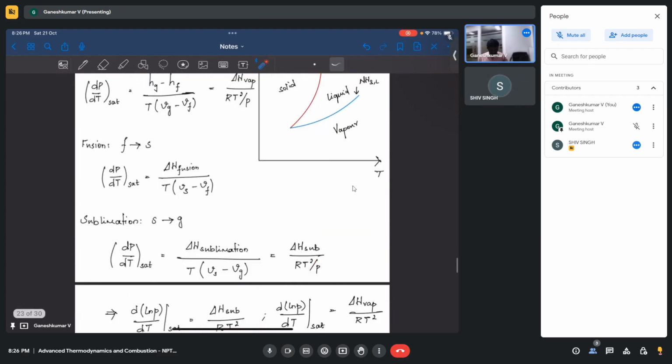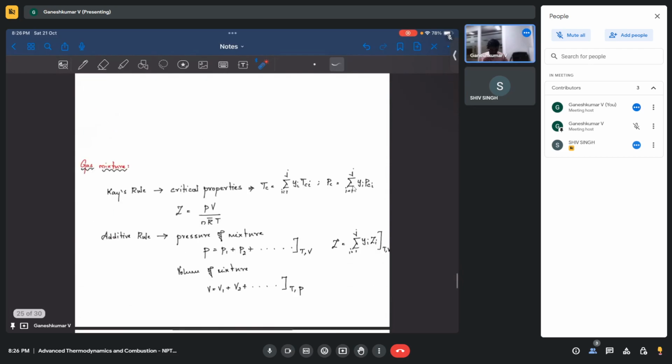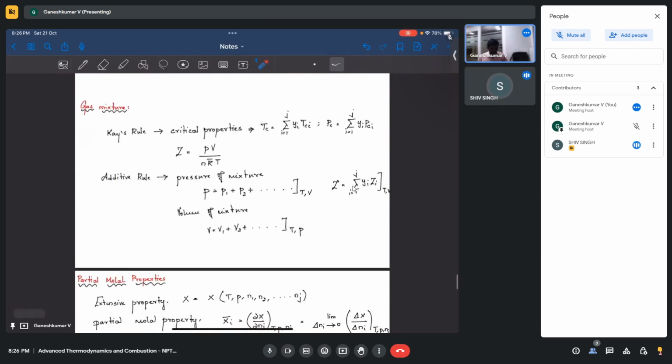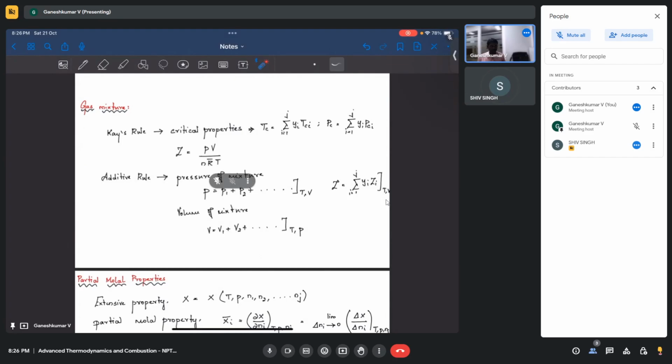So let me go through. Liquefaction gives rise to this, and then we saw equation of state, ideal gas is zero, right? And then we come to a mixture.